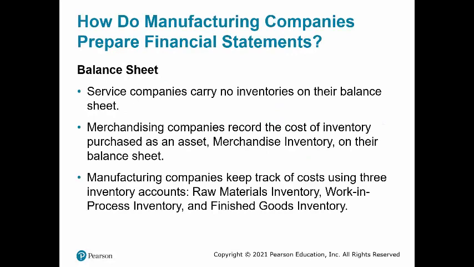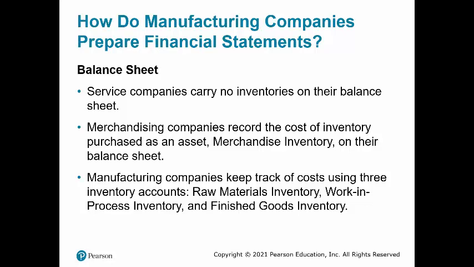So manufacturing companies do have differences in their financial statements from service and merchandising companies. We have studied both service and merchandising companies in Accounting Principles 1. First, we're going to look at differences in the company's balance sheets. Service companies sell time, skills, and knowledge, and so they have no inventory shown on their balance sheet. However, merchandising companies will buy products from suppliers and record the cost of the inventory purchased as an asset. Merchandise inventory will be shown on their balance sheet.